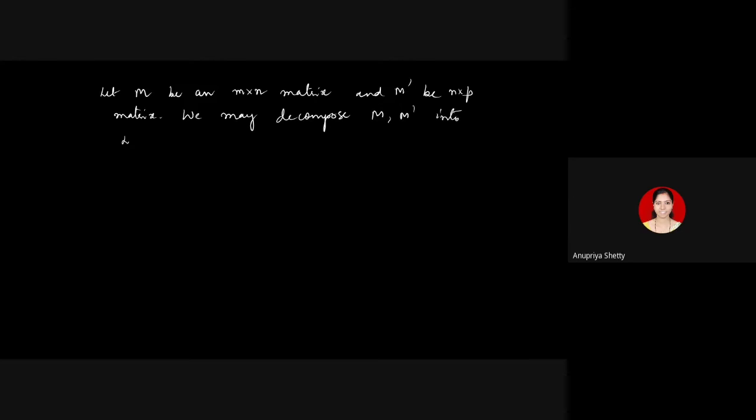Let M be an m by n matrix and m dash be, as before, n by p matrix. We may decompose m dash into 4 blocks as follows.